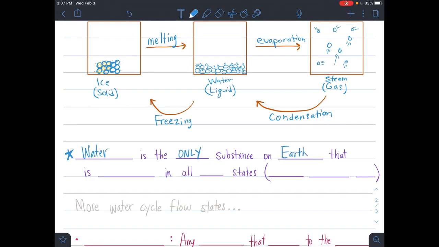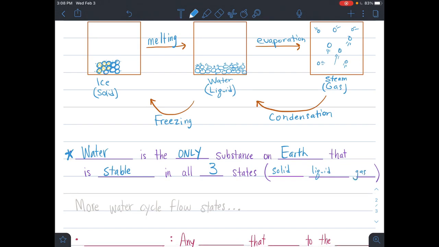Not only on Earth, but it's the only one that is stable in all 3 states. So it's the only type of molecule on our Earth that's stable as a solid, liquid, and a gas here on planet Earth for a substantial amount of time, meaning it's stable. It can stay as a solid, it can stay as a liquid, and it can stay as a gas.